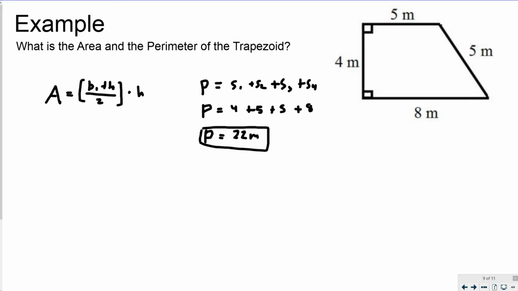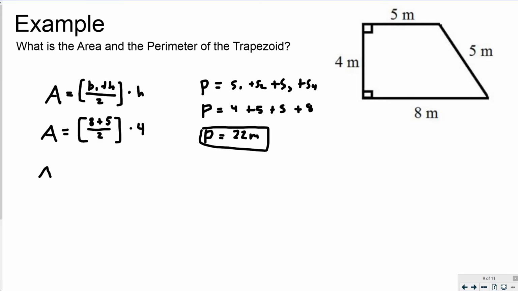And for the other measurement of base 1 plus base 2, we're going to go ahead and start filling that in. The first one is 8. Second one is 5 divided by 2. So that's the first calculation that I'm going to make, times the height of 4, because the height needs to make 90-degree angles with both bases, and 4 is the side that makes 90-degree angles with both bases.